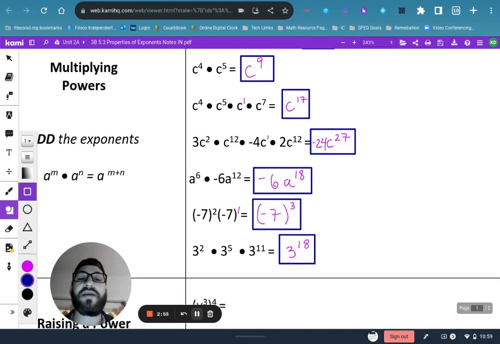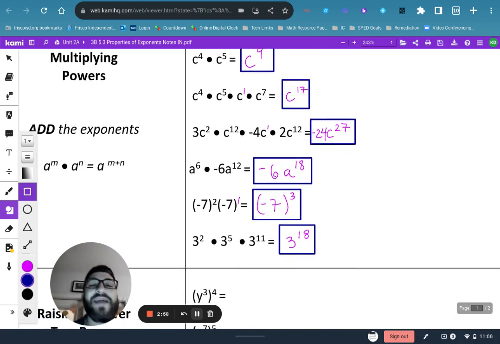Then moving on down, we have our a to the 6th times negative 6a to the 12th. The a's are the same base, so I add the powers of 6 and 12 to get 18. And the negative 6, I don't have anything to multiply by, so I'm just going to leave it negative 6.